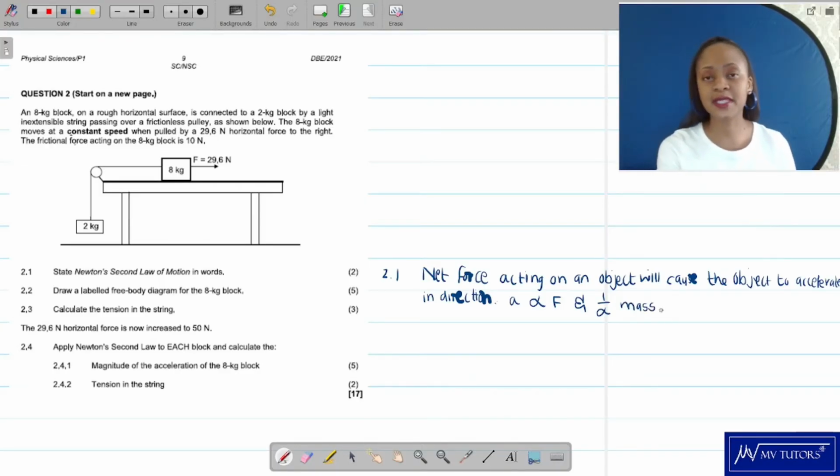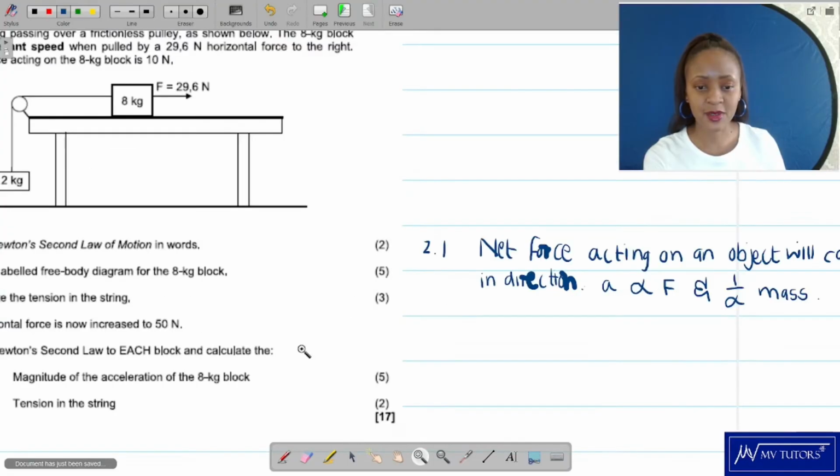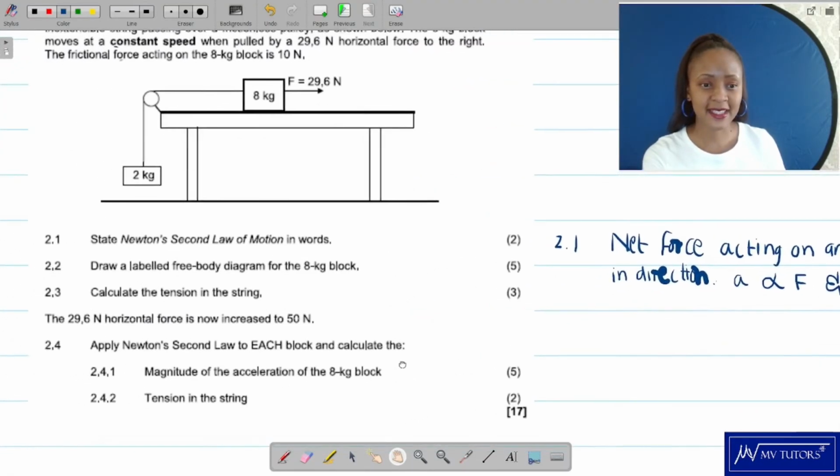Okay, so firstly state the force is a resultant force. It's acting on an object. It's causing the object to accelerate in its direction. Then you talk about the acceleration. The acceleration is directly proportional to the force and inversely proportional to the mass. Alright, and that is 2 marks. I think it's fair. Okay, so let's zoom in again and see what the next question is.